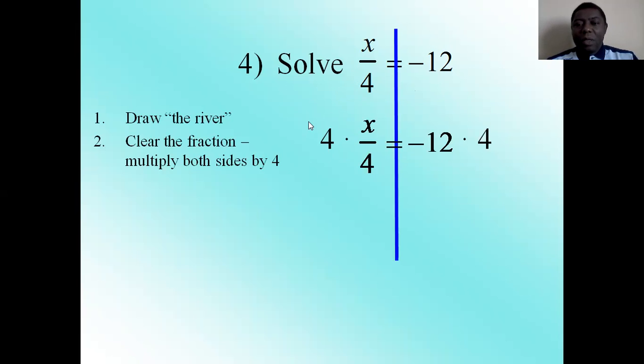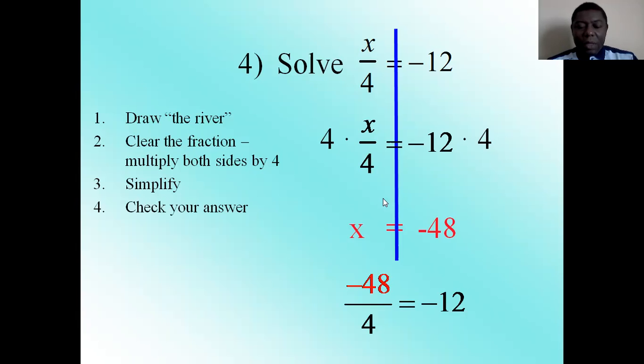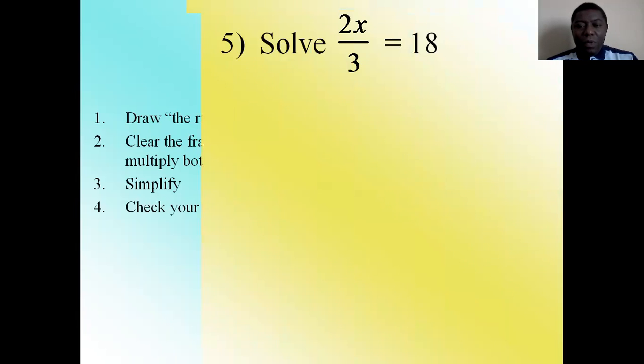Multiply by 4 such that we have the variable all by itself, because the 4 will cancel out with this 4. Both of them will cancel out, and it'll be 4 divided by 4, which is going to be 1. The variable is going to stay here all by itself. So x is equal to 48, which is minus 12 times 4. Good. And then we move now to the next one.